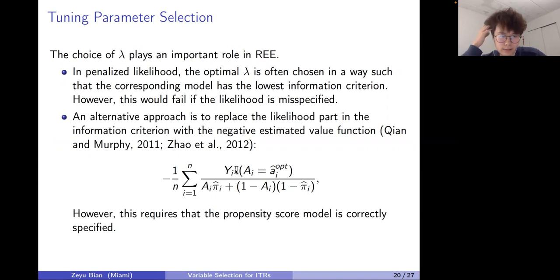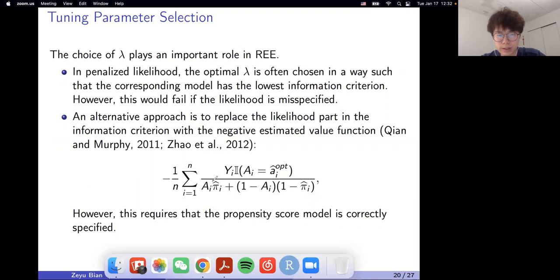Another approach is to replace the likelihood part with this value function here. You can see this approach requires the estimation of the propensity score model. So this alternative approach could work only if the propensity score model is correct.